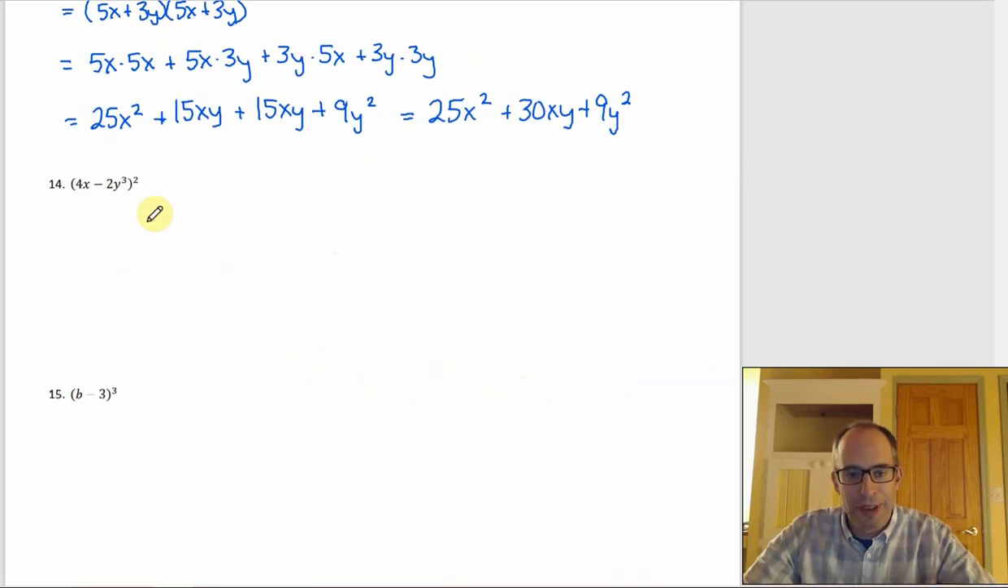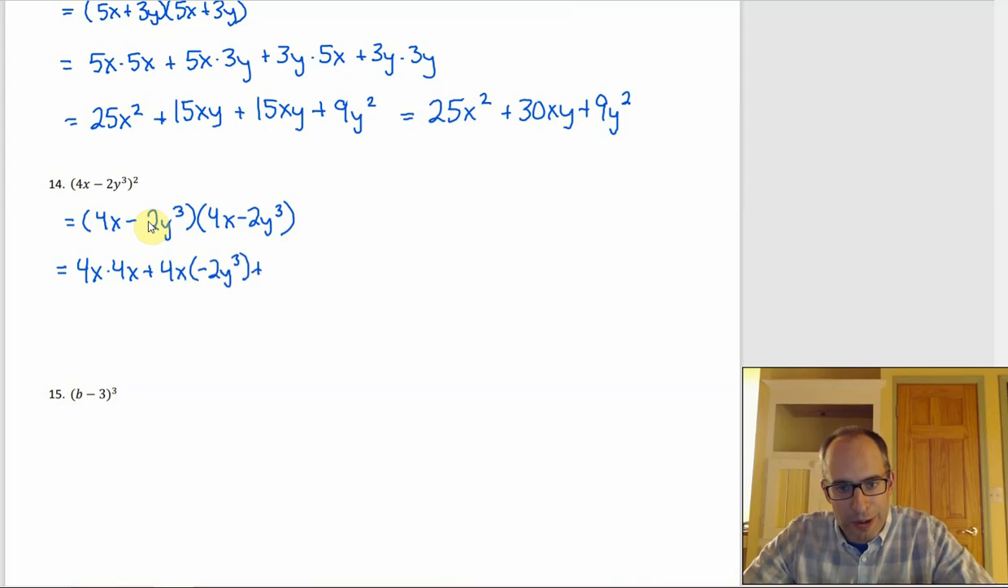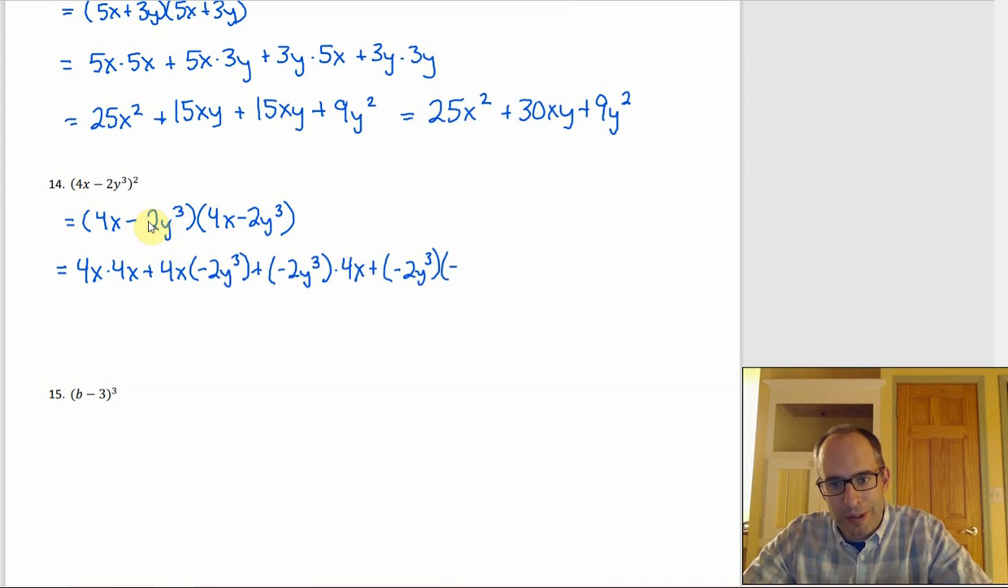Similar idea here. I would just write this one out as 4x minus 2y cubed times another 4x minus 2y cubed. And just FOIL it. And I'd say, all right, well, then that's going to be 4x times 4x plus 4x times negative 2y cubed for the outer, plus negative 2y cubed times 4x for the inner, and then plus negative 2y cubed times negative 2y cubed.